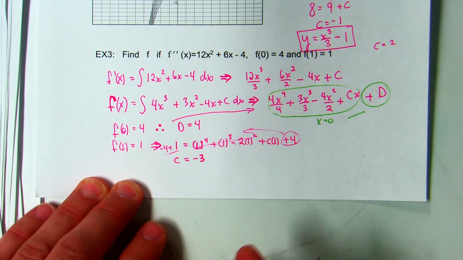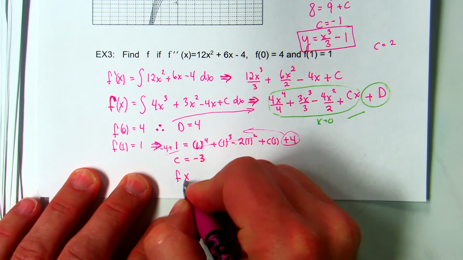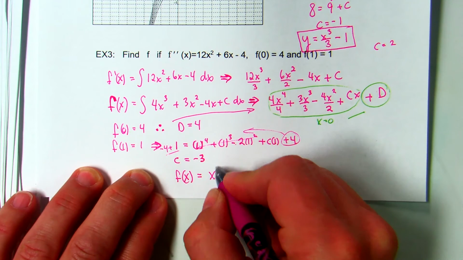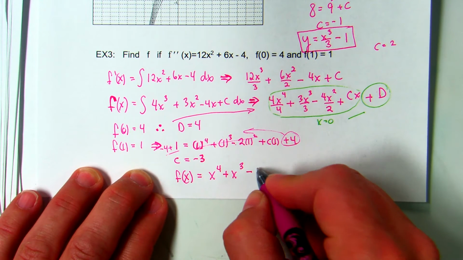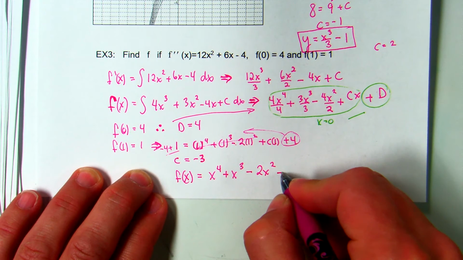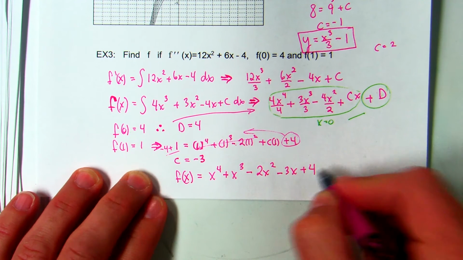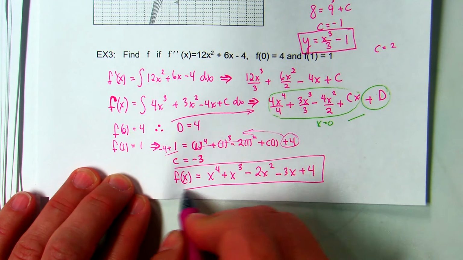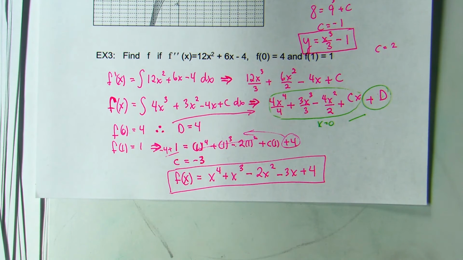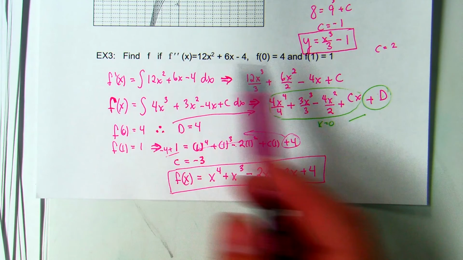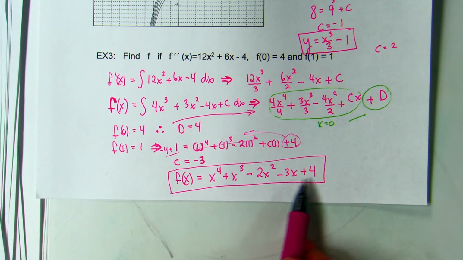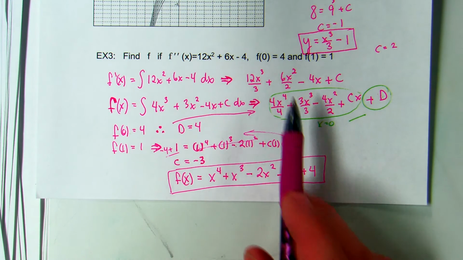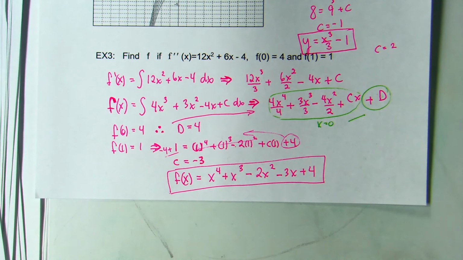So now, our f of x is x to the 4th plus x cubed minus 2x squared minus 3x plus 4. So given a few pieces to the puzzle, some few pieces of information, we can find the original function. Even though we know we're going to have constants involved, we can find the original function, the actual equation for that function. As long as we're given a few pieces here, we can find that by some process of elimination and a little bit of logic.